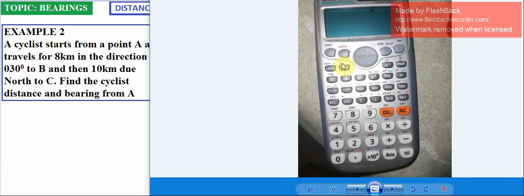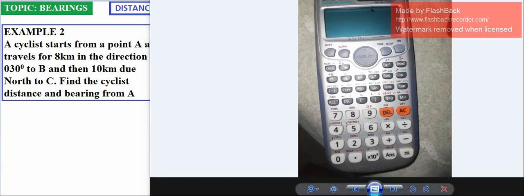Remember, do not go and press shift before cos like how we did with the previous tutorials. That one will bring you cos inverse. We are not looking for cos inverse. We are looking for cos itself. So just press cos. So I'm repeating again. Press 8, press cos, then you press 60, close bracket, then you press the equal sign, and your answer will appear on the screen.